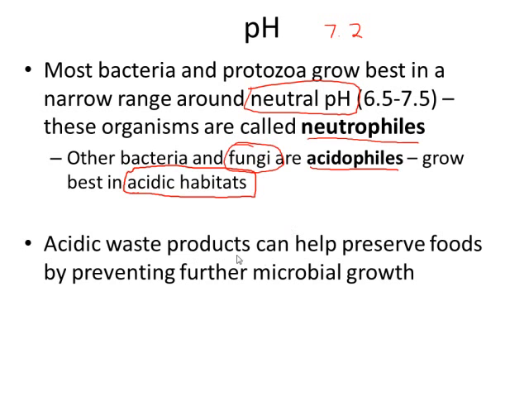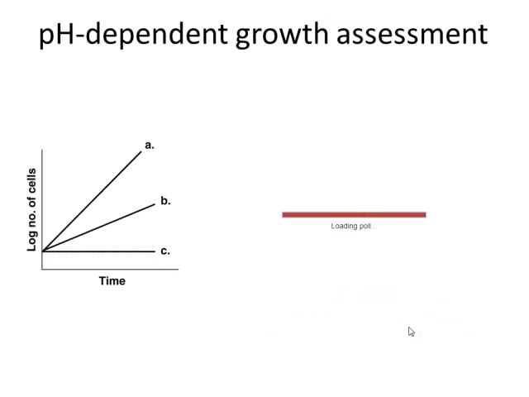So these acidic waste products that we use to help preserve food are going to work very well for neutrophiles. Therefore, we use acids to prevent food spoilage. The group that I would be concerned about are these acidophiles, of which they're not a big group, but it's a group nonetheless, which can grow in these acidic habitats.